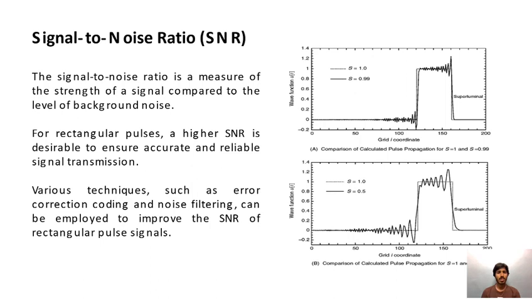Signal to noise ratio. Signal to noise ratio is a measure of the strength of a signal compared to the level of background noise. For rectangular pulses, a higher SNR is desirable to ensure accurate and reliable signal transmission. Various techniques such as error correction, coding, and noise filtering can be employed to improve the SNR of rectangular pulse signals.